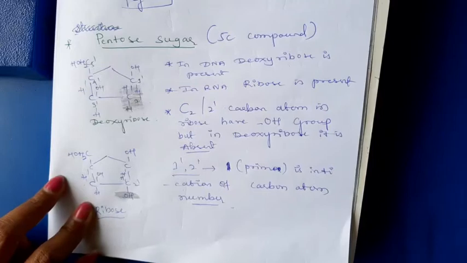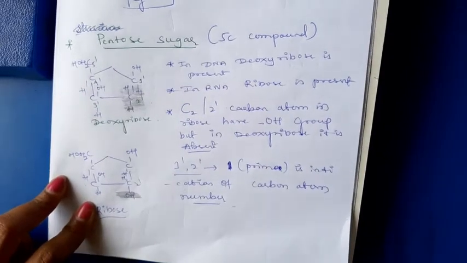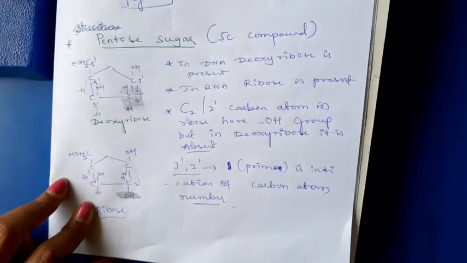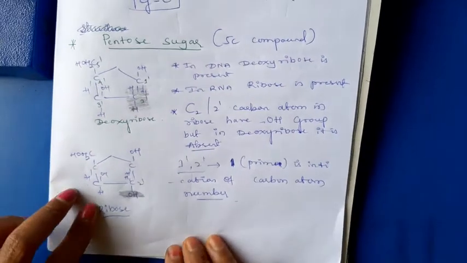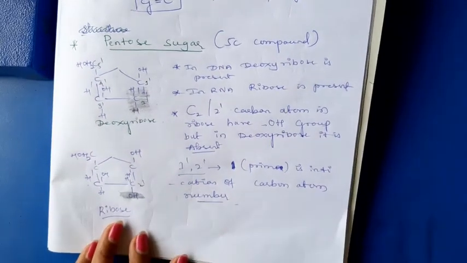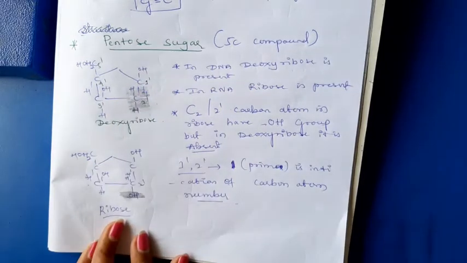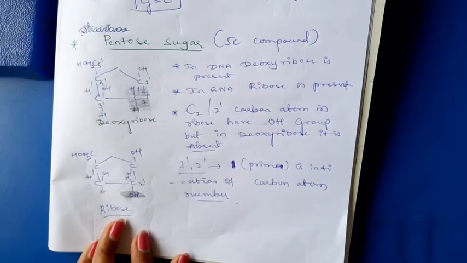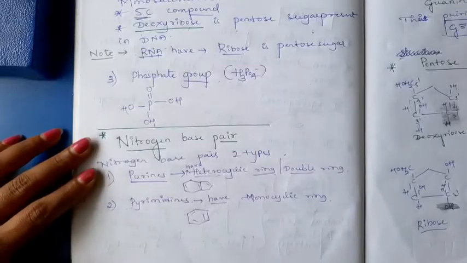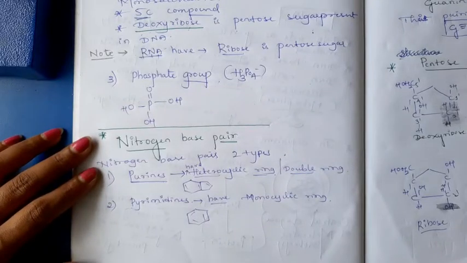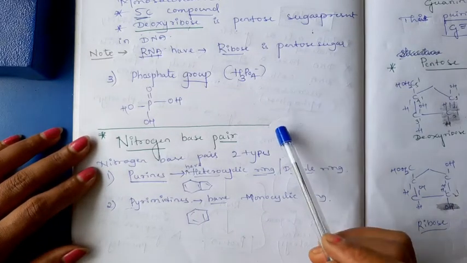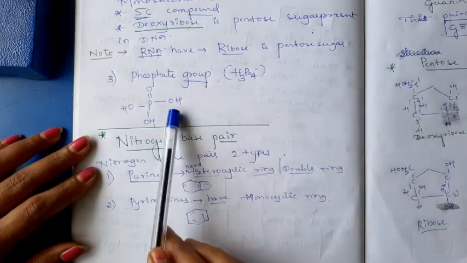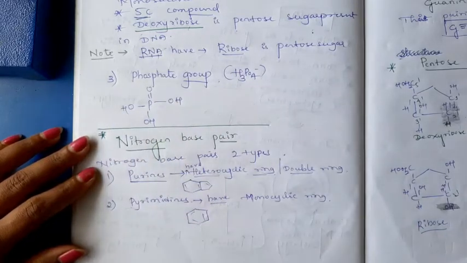In the previous video class we discussed the polynucleotide chain, that is the structure of DNA. In that we discussed three components of the nucleotide. First one, nitrogen base pair, second one, pentose sugar, then third component is phosphate. The phosphate group is very simple. It is a phosphoric acid, H3PO4. The structure of phosphate group is like this.